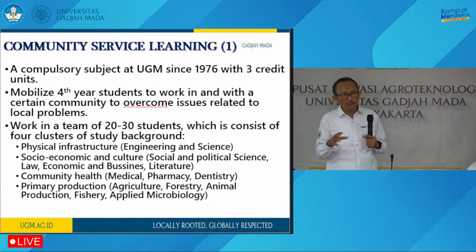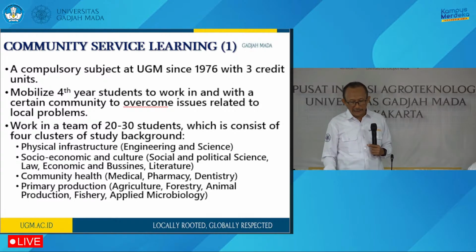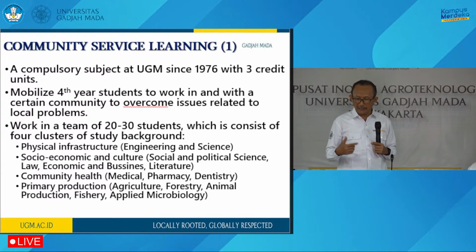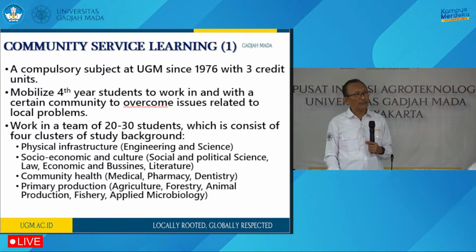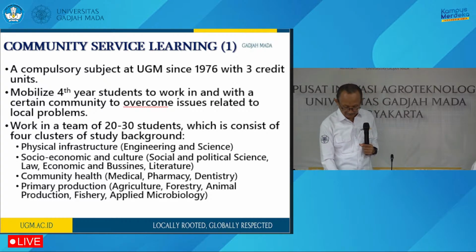And each group should have students from physical infrastructure, from engineering, from science. It should also have students from socio-economic and culture, social and political sciences, law, economics and business, literature, community health, medical science, pharmaceutical science, dentistry, and the primary production group: students from agriculture, forestry, animal husbandry, fishery, and also applied microbiology and biotechnology.